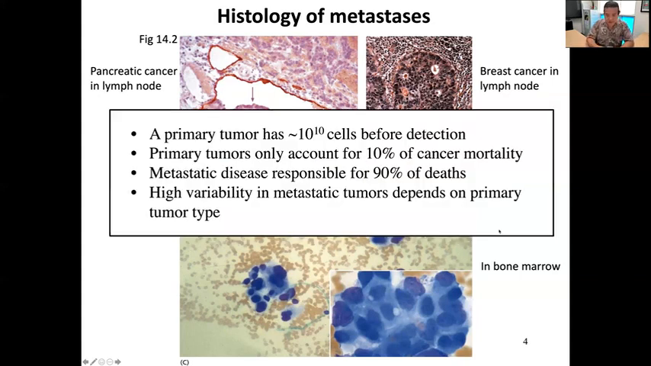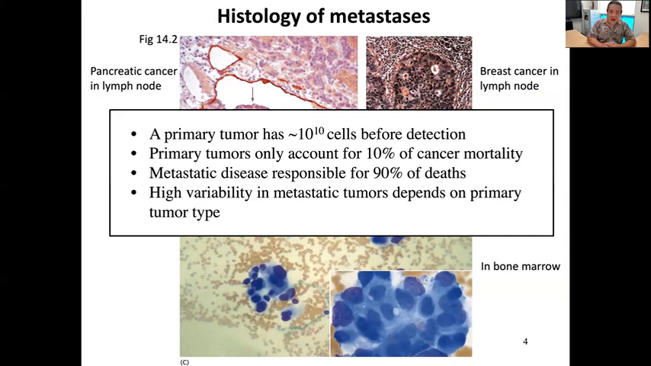So a primary tumor has to have about 10 to the 10 cells before it can be detected, right? That's 10 to the 10 cells before a patient can actually be, let's say, at a checkup or some sort of clinical visit, and they can actually see that there is the formation of a tumor.